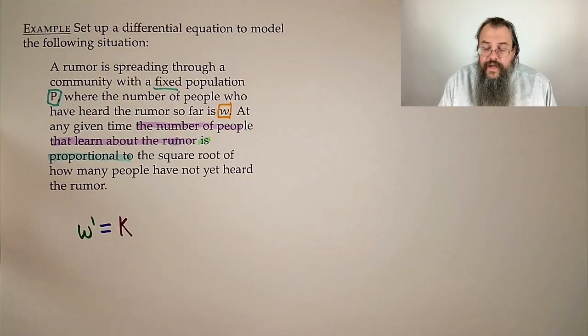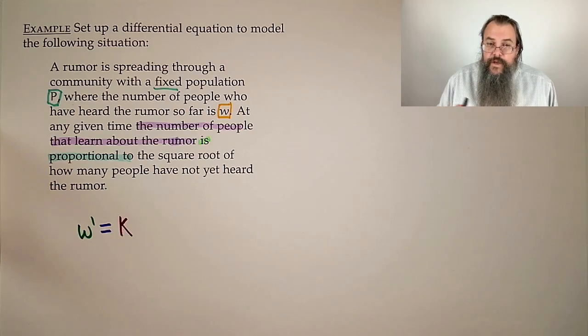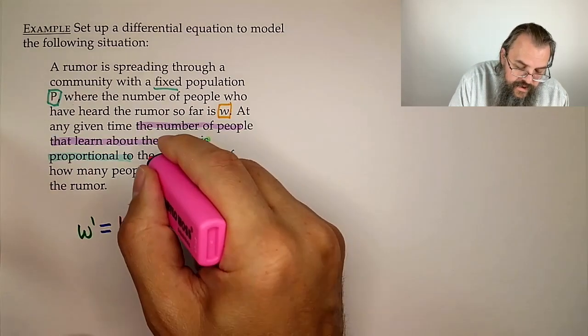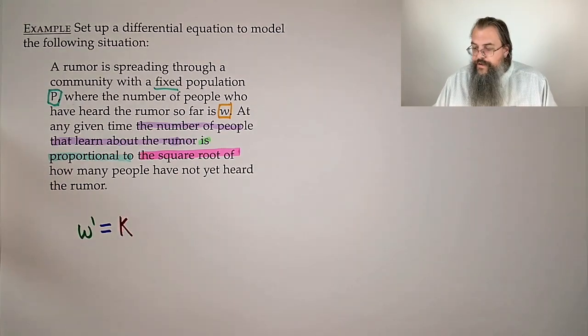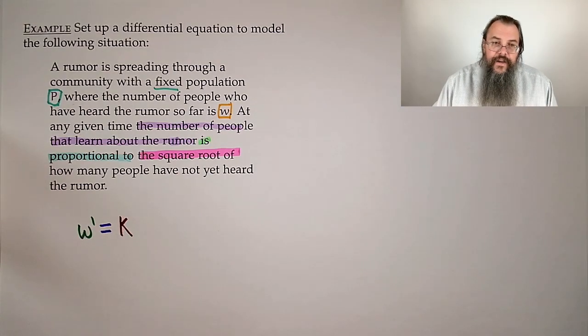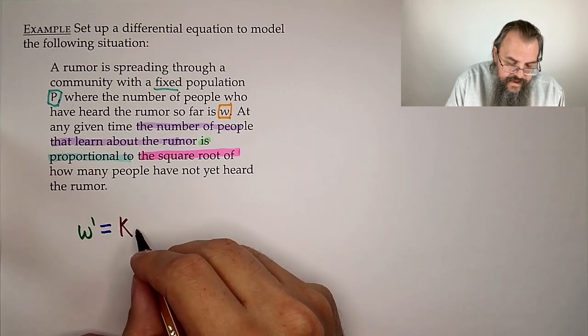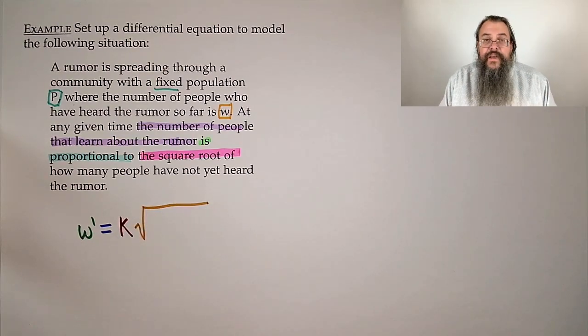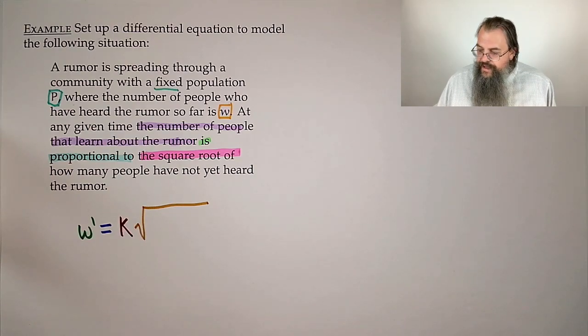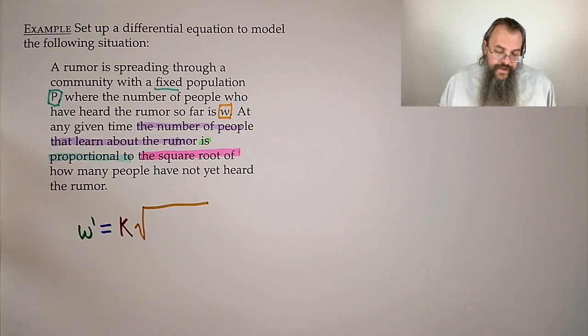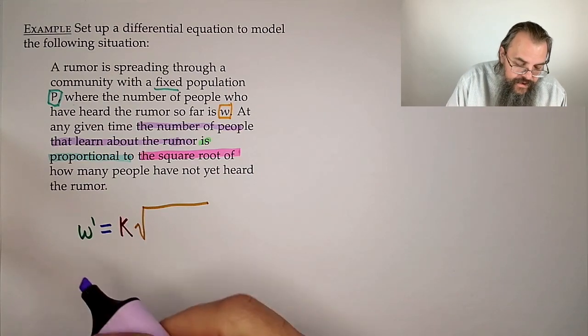All right. Now, the next part is the square root of. All right. Great. Well, that means that there's a square root involved. Okay, we can do that. That's not so bad. Square root of. And now we're near the end of our sentence, right? We're running out of space. There's not a lot of real estate left. So what is it? The square root of what?